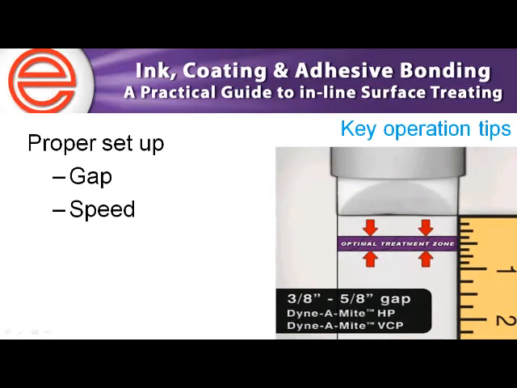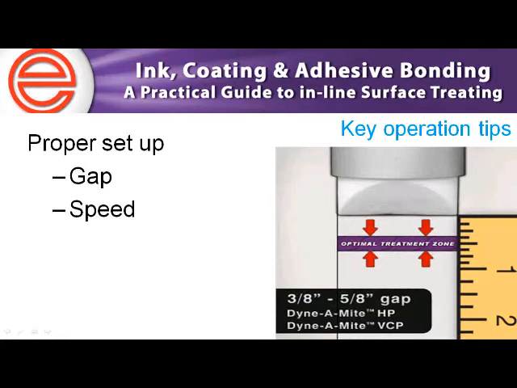I'm just going to go through the systems briefly here to talk about proper setup, because setup is extremely important to the success that you will have with any of these systems. So to start with, you can see a photo here. This is replicating what a Dynamite HP, that's the blown arc plasma, and the Dynamite VCP, that's the variable chemistry plasma, would look like. The two things that affect your treatment are both gap and speed.